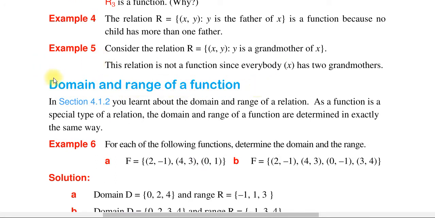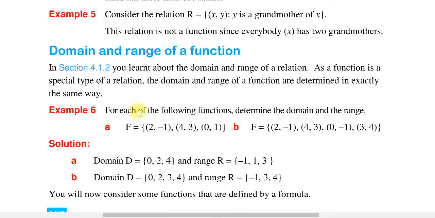ሌላው ዶሜን ኤንድ ሬንጅ ኦፍ ኤ ፋንክሽን። ልክ ስለ ሪሌሽን ዶሜን ኤንድ ሬንጅ ስንዋራ እንደነበረ አሁን ደግሞ ለፋንክሽን ዶሜን እና ሬንጅ እንፈልጋለን። In section 4.12 you learned about the domain and the range of a relation. As a function is a special type of a relation, the domain and range of a function are determined exactly the same way. እንግዲህ ፋንክሽን ማለት የሪሌሽን ክፍል ነው። የሚለየው ፋንክሽን ፈርስት ኦርደሩ አይደገምም በሚለው። For each of the following functions determine the domain and range.